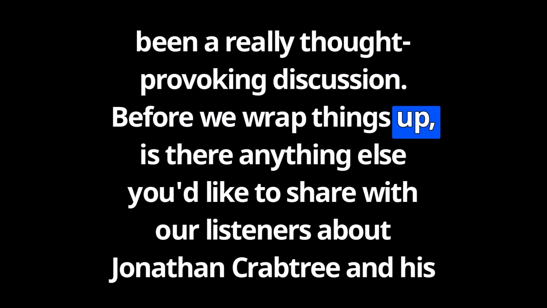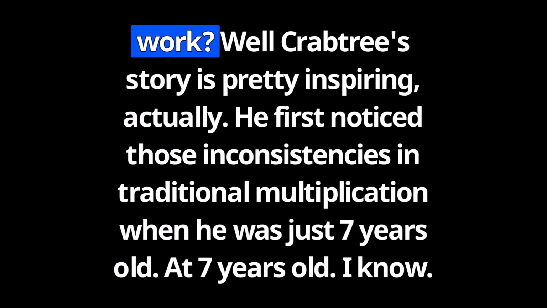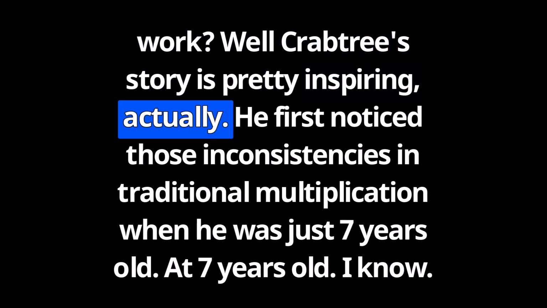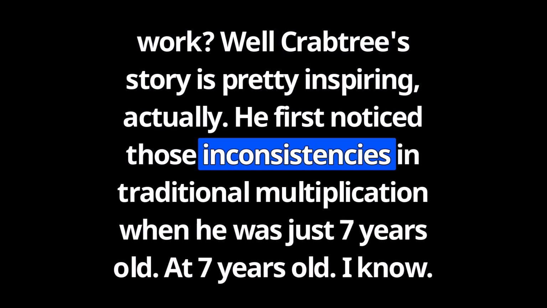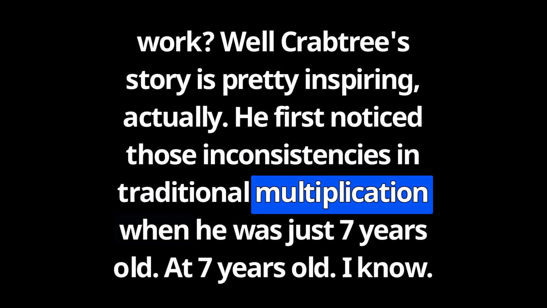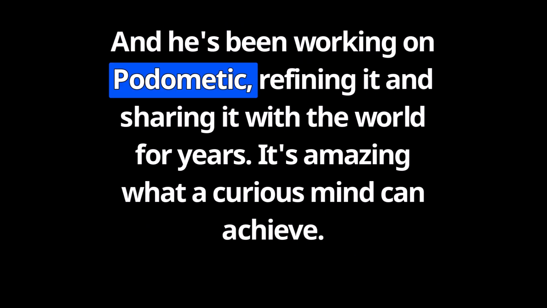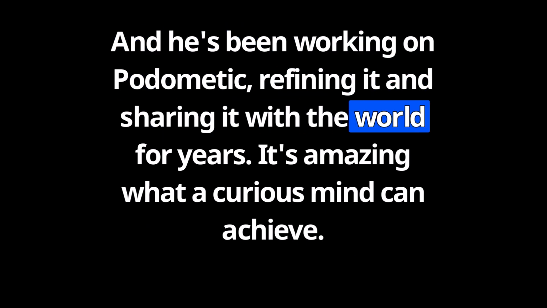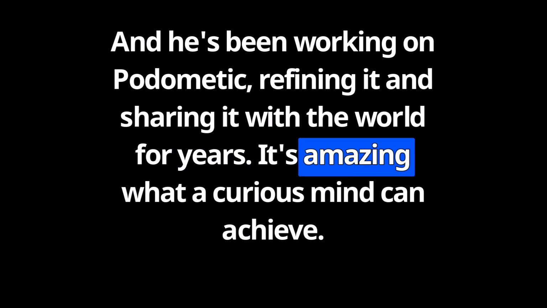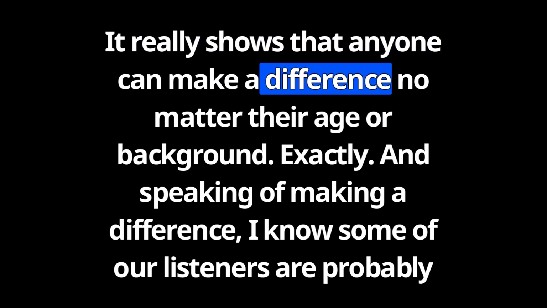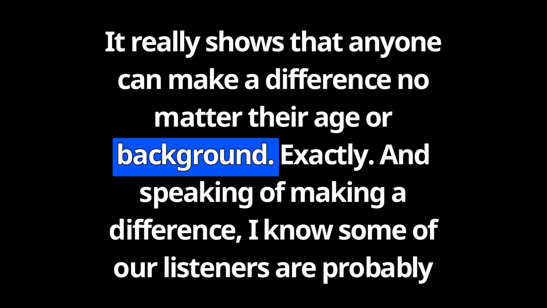Before we wrap things up, is there anything else you'd like to share with our listeners about Jonathan Crabtree and his work? Well, Crabtree's story is pretty inspiring, actually. He first noticed those inconsistencies in traditional multiplication when he was just 7 years old. 7 years old. I know. And he's been working on Podometic, refining it and sharing it with the world for years. It's amazing what a curious mind can achieve. It really shows that anyone can make a difference, no matter their age or background.